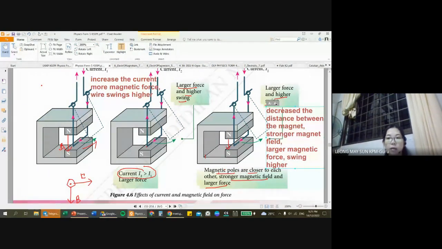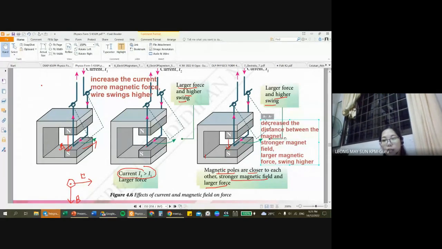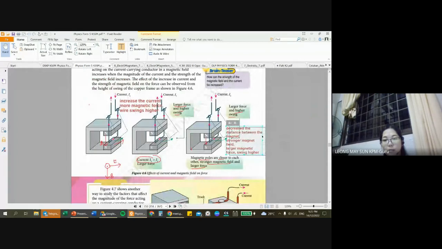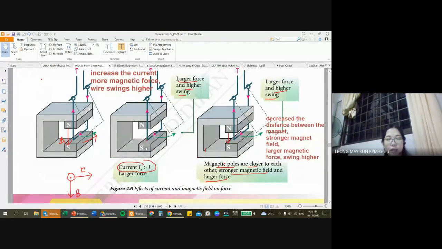Okay, so that is a few of the methods for us to determine the direction. I hope you guys can see that. So that is how we increase the current and the magnetic field on the force.